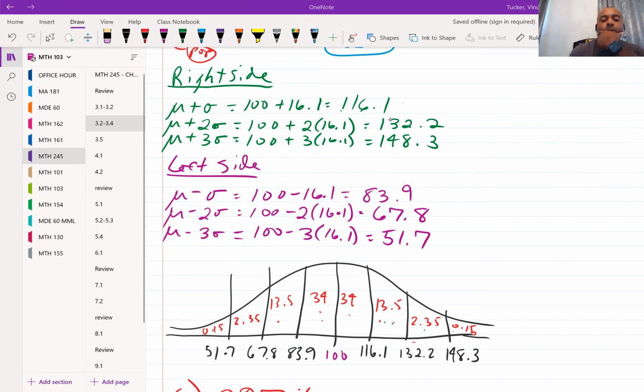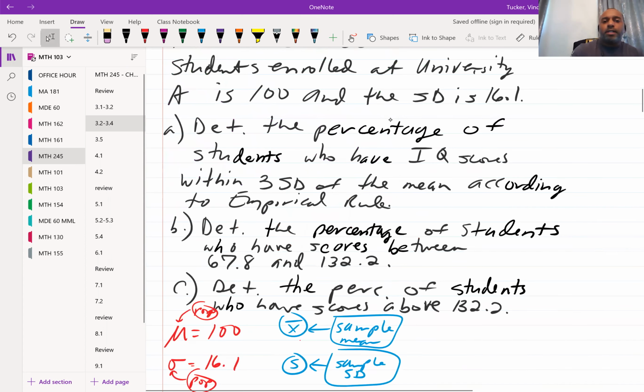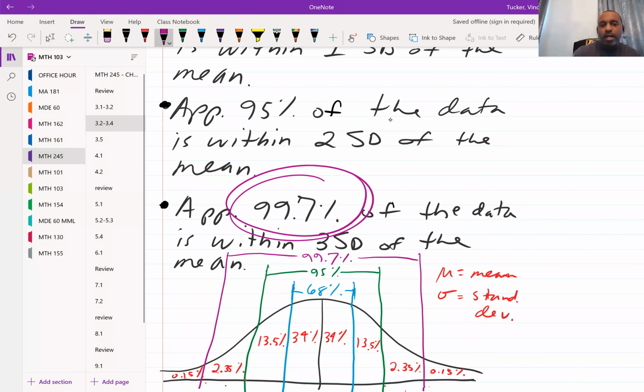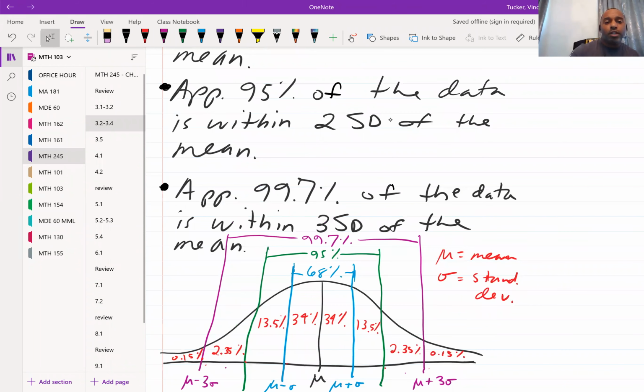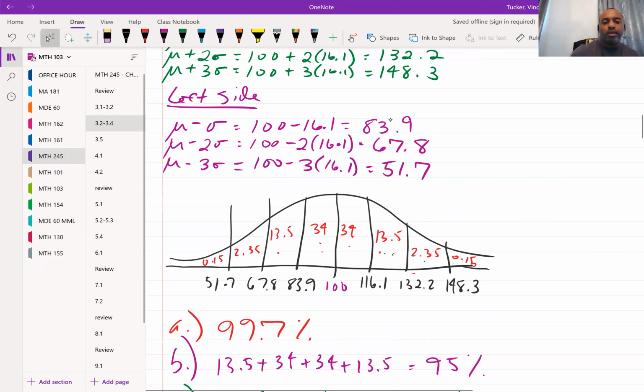All right. So like I mentioned earlier, when it comes to A, we didn't really have to do the chart. If you go back, just scrolling up, it says determine the percentage of students who have IQ scores within 3 standard deviations of the mean according to the empirical rule. And that was just this statement right here. 99.7% of your data is within 3 standard deviations of the mean. That's your empirical rule. So we didn't have to do any calculation for that. Just lean on the empirical rule. So that's why A is 99.7.